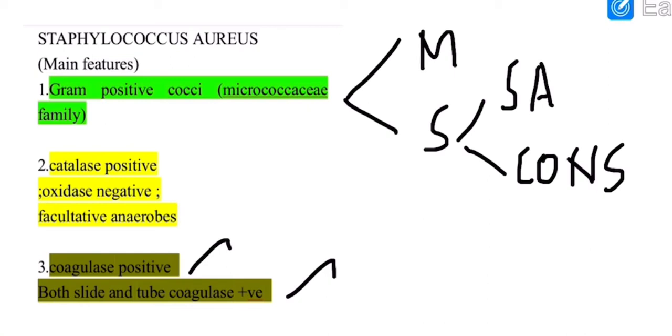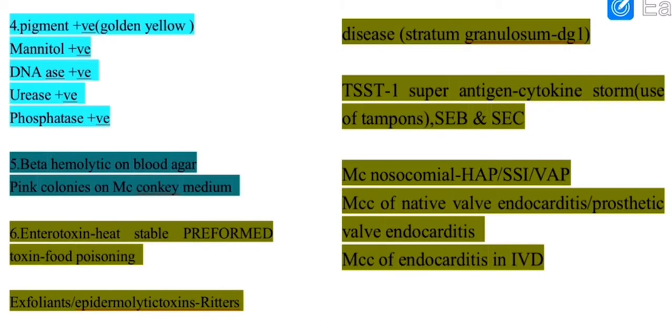Then the Staph aureus is also catalase positive and oxidase negative and a facultative anaerobe, which means it can thrive in both aerobic and anaerobic conditions. That is, it can produce ATP in both conditions. The next point is biochemical tests. Staph aureus is DNase positive, urease positive, phosphatase positive, and it can also ferment mannitol.